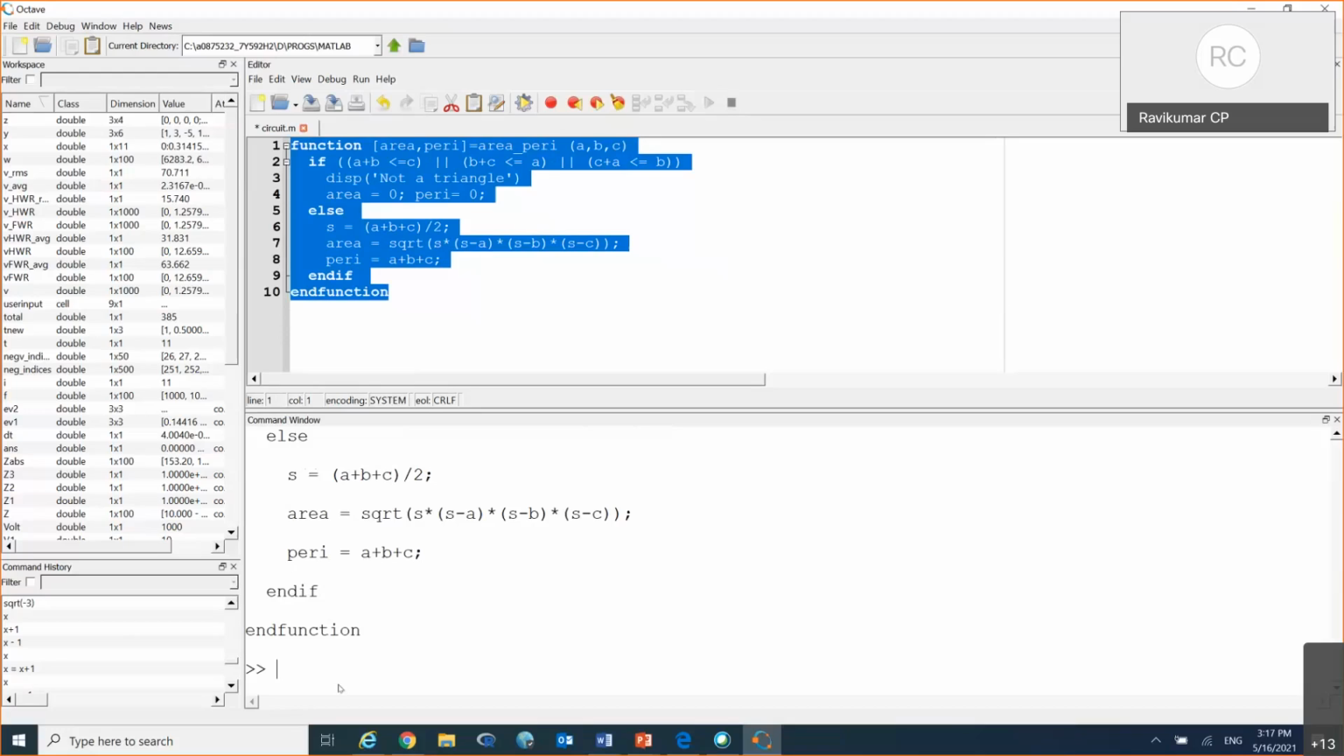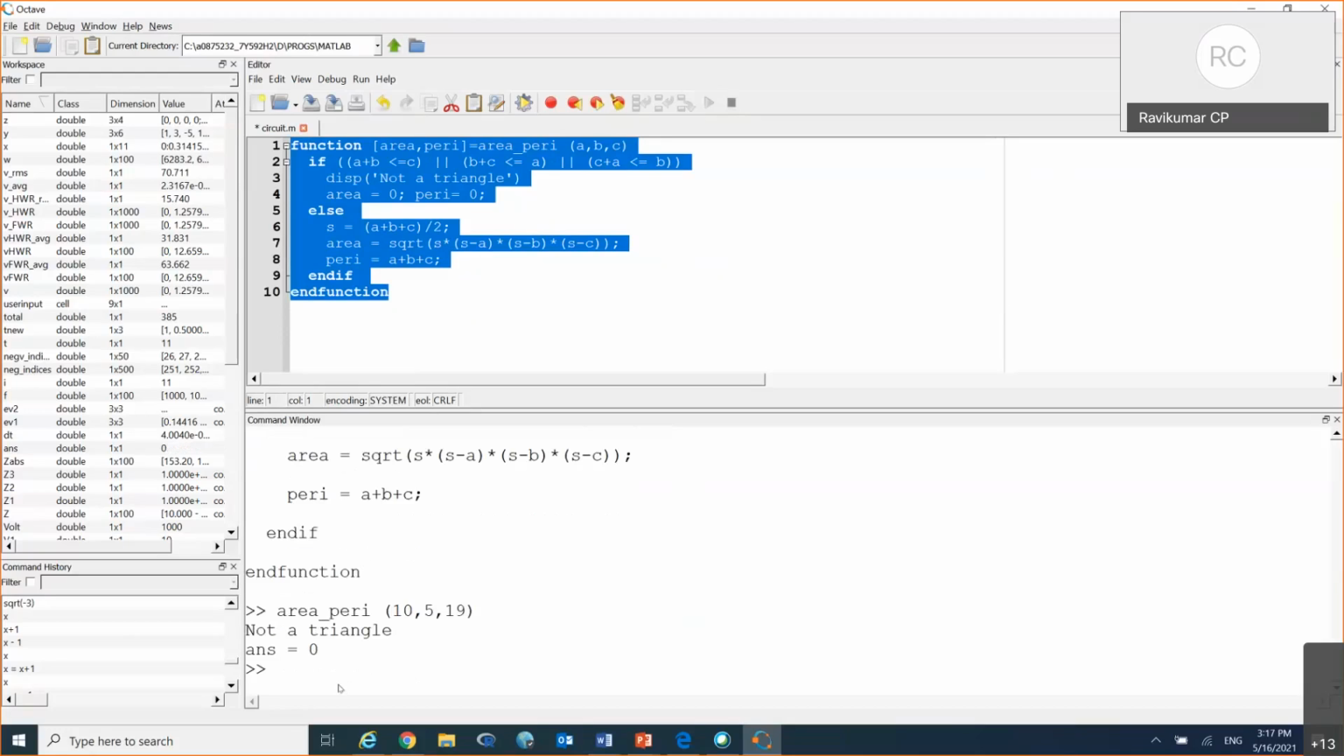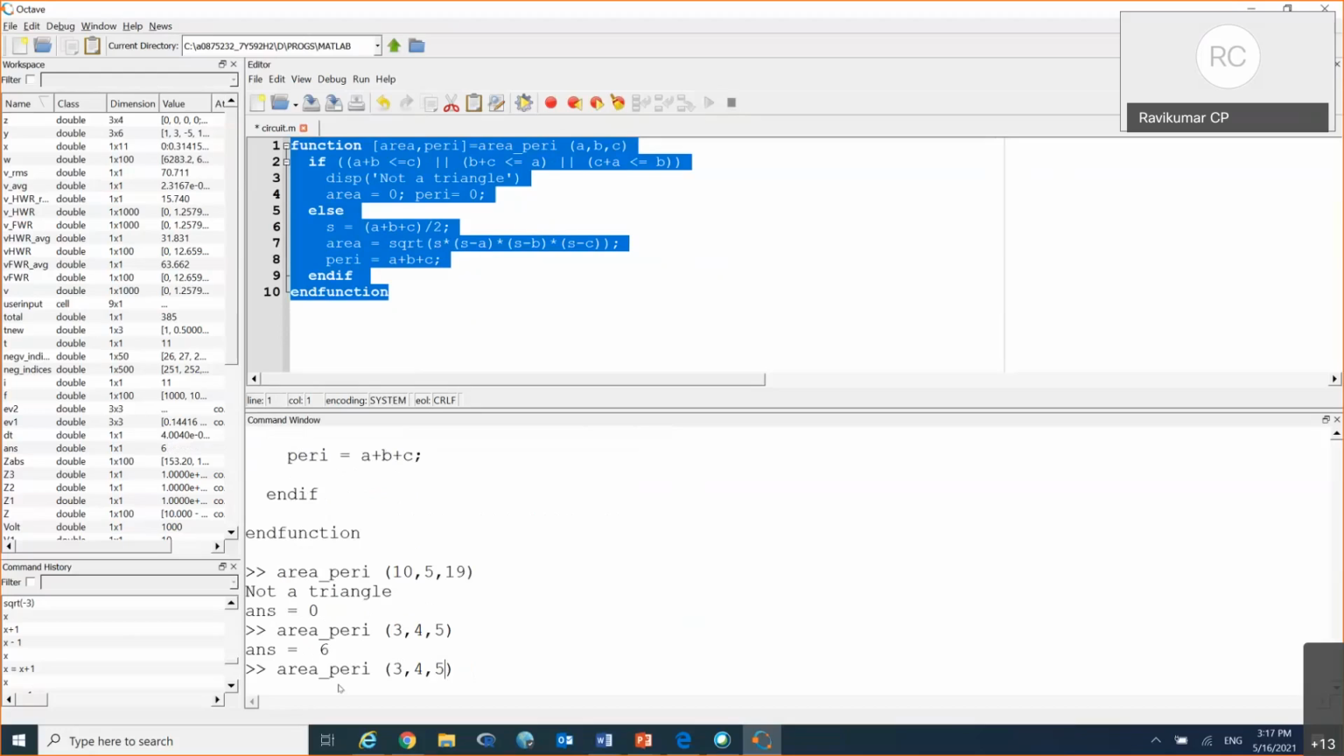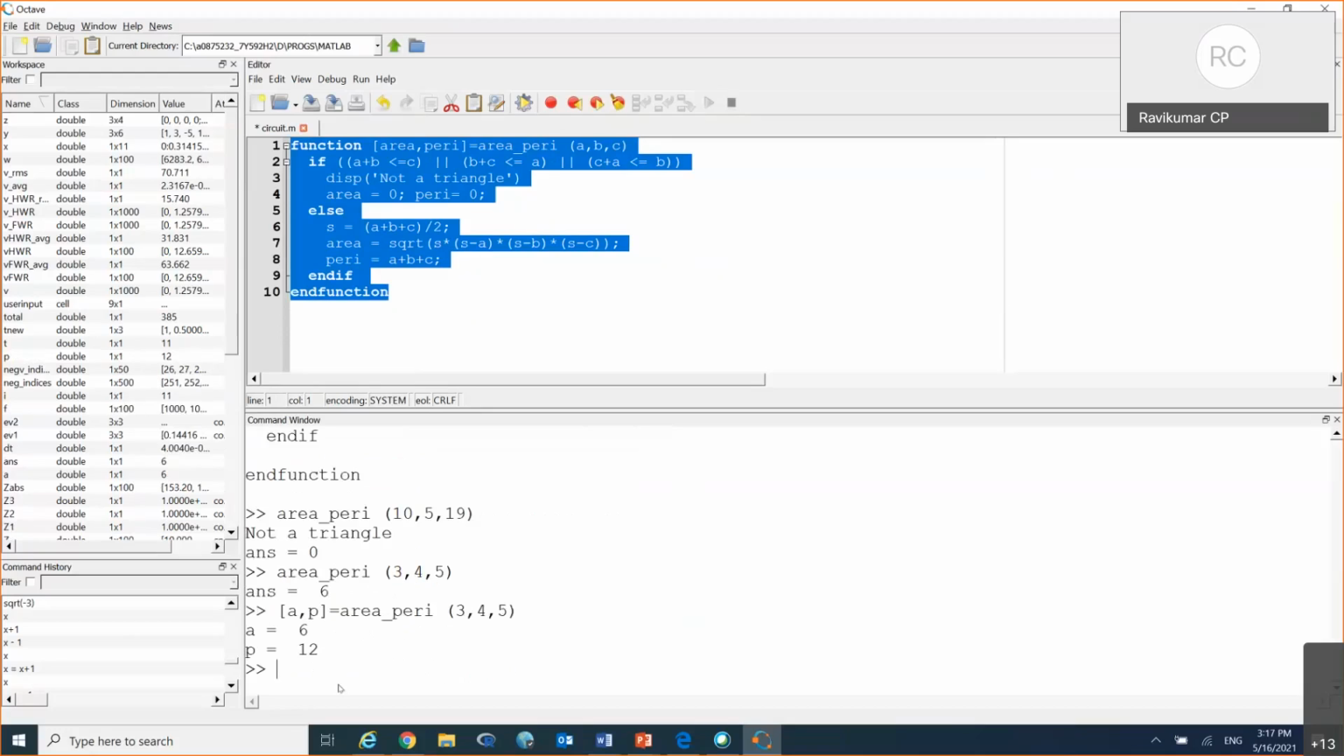Okay, now let us try area perimeter. Let us say 10, 5, and 19. Okay. So here it's not a triangle, whereas if I try a 3, 4, 5, this is a right angle triangle. So the area is 6. If you want both the area and perimeter, I can say AP equal to. So the perimeter is 3 plus 4, 7, plus 5, 12. And the area is half times 3 times 4, which is 6.